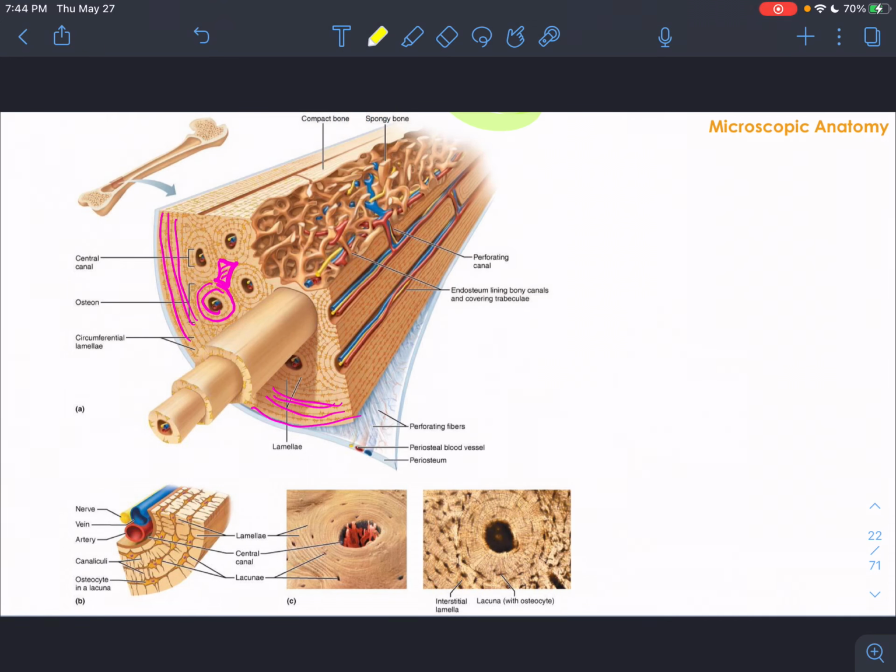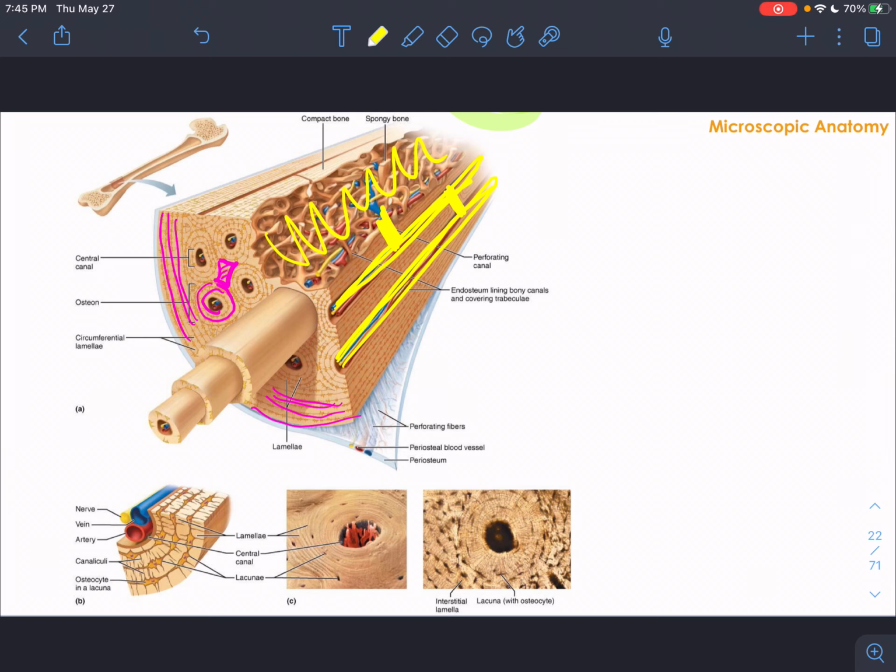We talked about our central canal running through the osteons, right? We also have perforating canals. So this guy here would be a perforating canal. This guy here would be a perforating canal that runs perpendicularly to connect the central canals together and connect it to the medullary cavity in the middle.